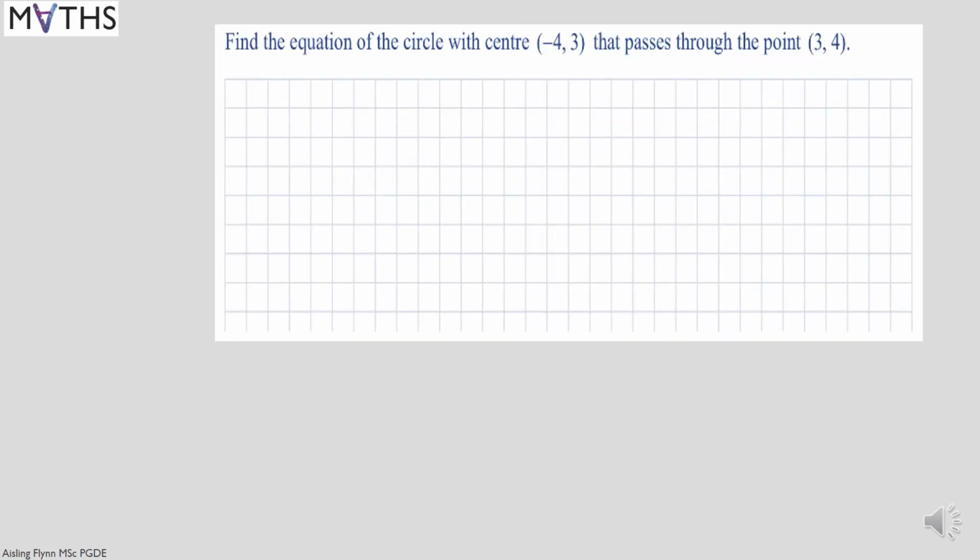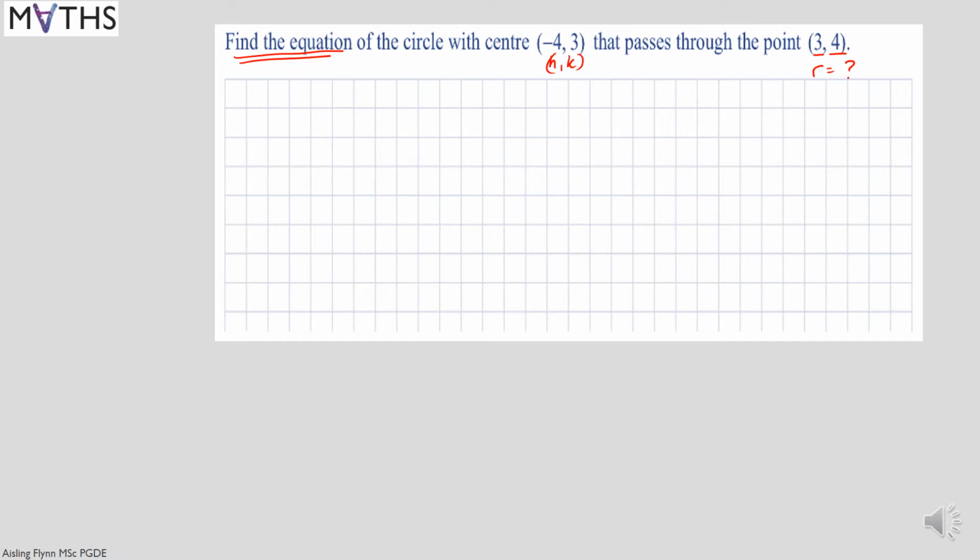Alright, so here we're asked in reverse. Find the equation, so we have to produce the equation of the circle with centre minus 4, 3, so that's h comma k, that passes through the point 3, 4. Okay, now what will we use that for? Well, we're not told the radius, so perhaps we'll use it in computing the radius.